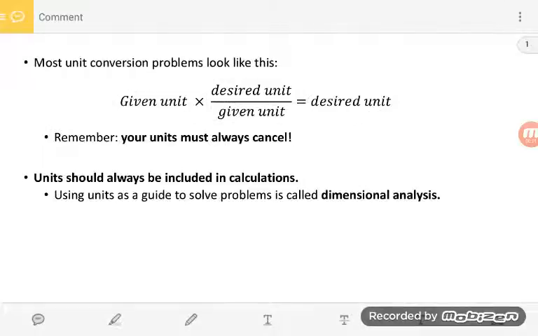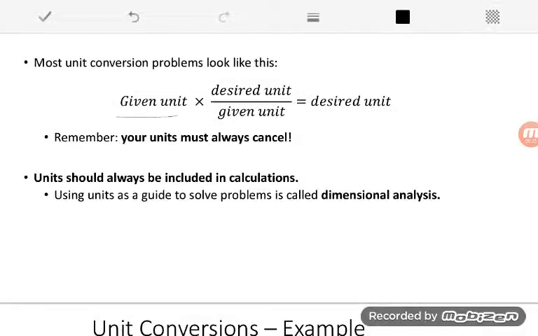And notice that whatever unit I start with goes on the bottom of the next step, so that when I do this multiplication, those cancel, and I'm left with the unit that I want. So the big thing to keep in mind here is that your units must always cancel.